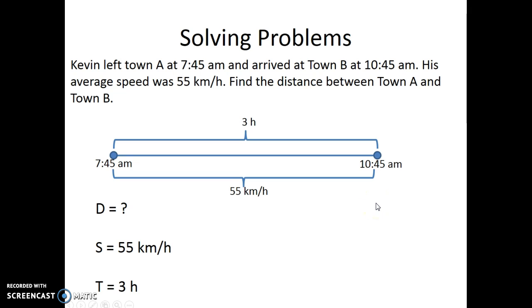Alright, Kevin left town A at 7:45 a.m. and arrived at town B at 10:45 a.m. His average speed was 55 kilometers per hour. Find the distance between town A and town B. So we're given times that he left and arrived, and we need to find the difference to find our amount of time. So if he arrived at 10:45 and left at 7:45, the difference is going to be 3 hours. So I already have that marked up on my chart up there.